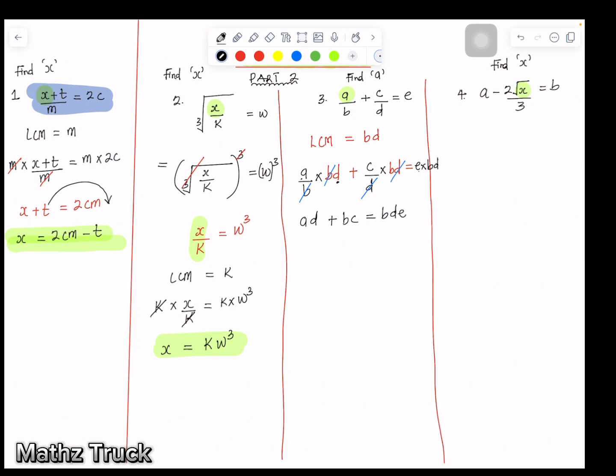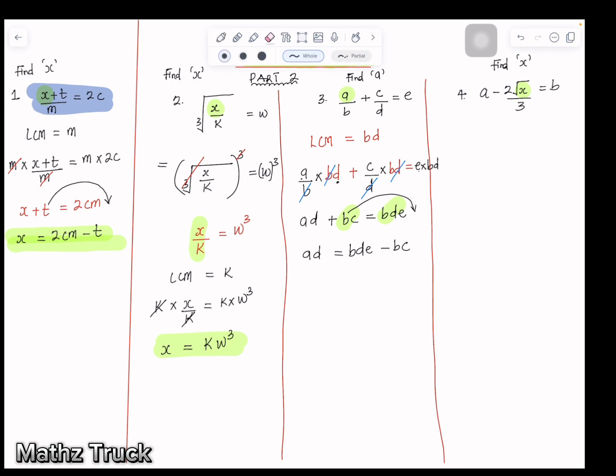Now, the question says we should make A the subject. So how do you make A the subject? We group the term without the A on one side and the term with the A on the other side. We have BC without A, and we have BDE, which also has no A. So we group these two on one side. So we have AD equals BDE. This crossing to the side becomes negative BC.